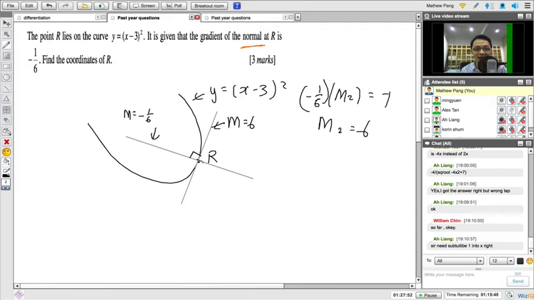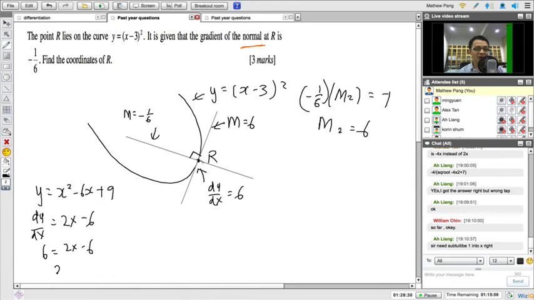Gradient of tangent at R, that means at R over here, the curve and the straight line have the same gradient. So I know that dy/dx is 6 over here. Because they have the same gradient, I can get the coordinates of R easily if you get this idea. So I expand this: y equals x squared minus 6x plus 9. Then I differentiate, and dy/dx gives me 2x minus 6. My dy/dx equals 6, so 6 equals 2x minus 6. So 2x equals 12, x equals 6.